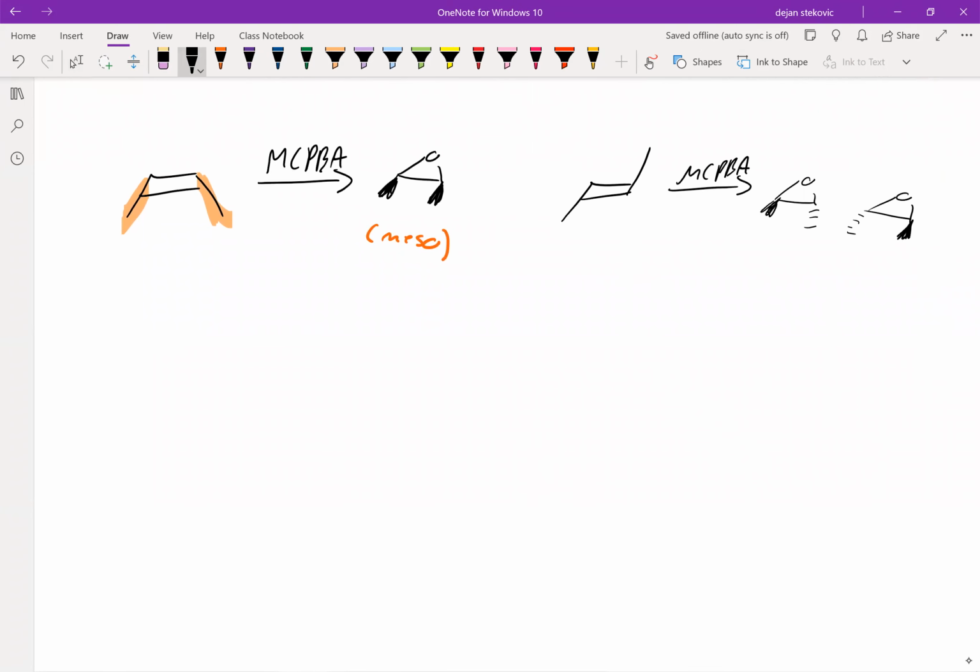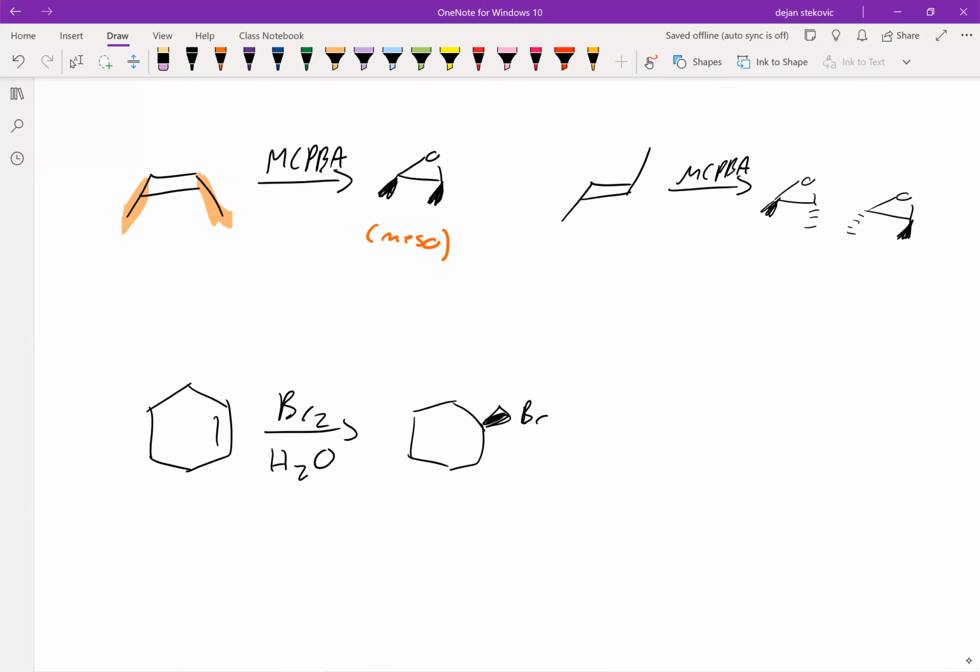The other way to form an epoxide is very similar to this. First, you do your halohydrin formation, right? So you add some Br2 and some water. Think about CHEM113 and how this adds. You'll get an anti-addition of Br and H2O. Well, actually just an alcohol.